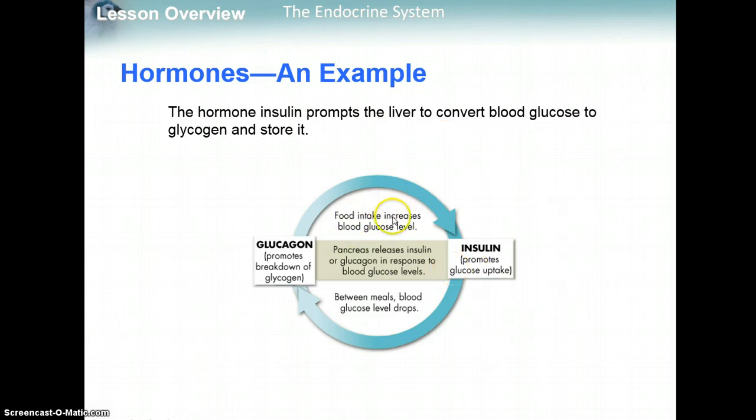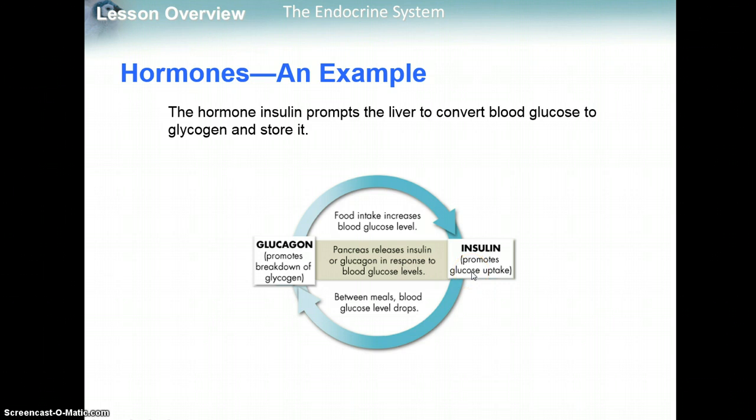Like you just ate, you had lunch. So food intake increases your blood glucose level. So the glucose level in your blood increases. Then insulin is released by the pancreas in response to this higher blood glucose level. And insulin helps promote glucose uptake by your cells.